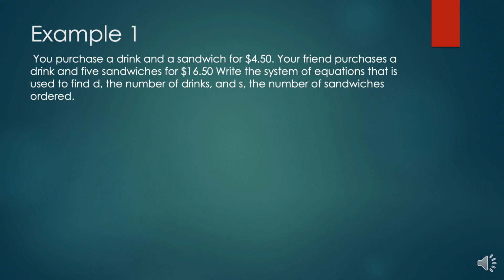All right, first problem. As you're reading, you probably want to just go through and make sure you annotate everything. I know it's gonna be difficult through the computer, but just do your best or just write it down on your paper. So you purchase a drink. That sounds good. You purchase a sandwich for $4.50. Your friend purchases a drink, 5 sandwiches for $16.50.